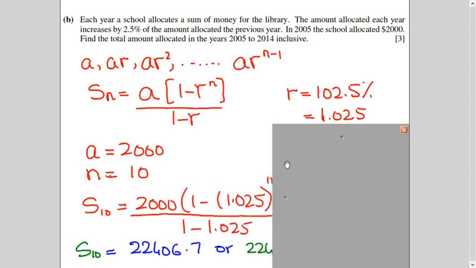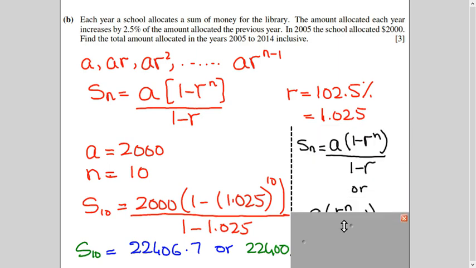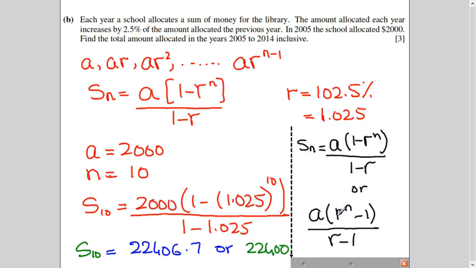It will be easy. So I will simply plug in this formula, right? This is the formula when you have a finite number of terms. You know how many terms you are adding up. So that's why I'm using this formula. And my R is 1.025, which I'm writing here. And N is 10. So I get that it is 22406.7. If you round it off to 3 significant figures, it will be 22,400, right?